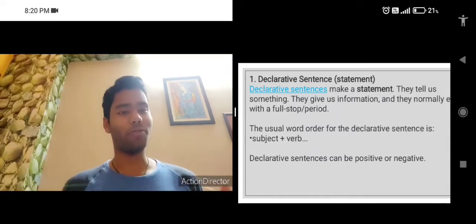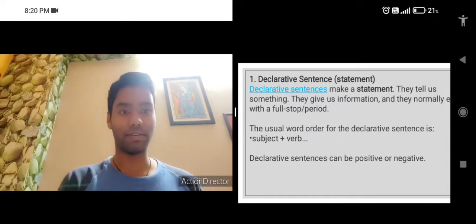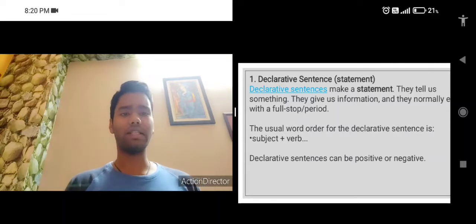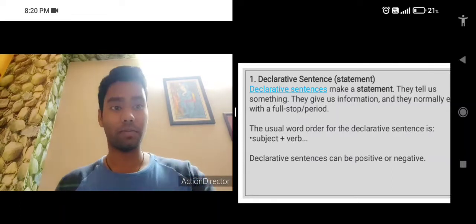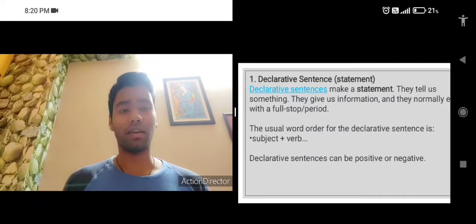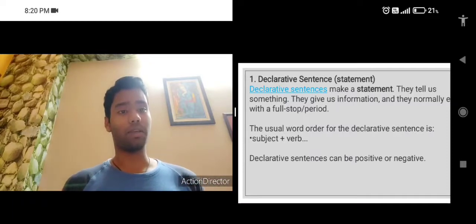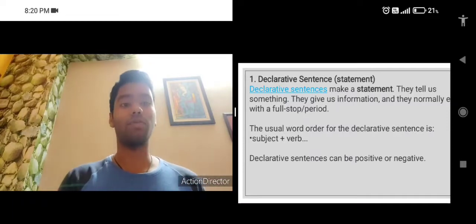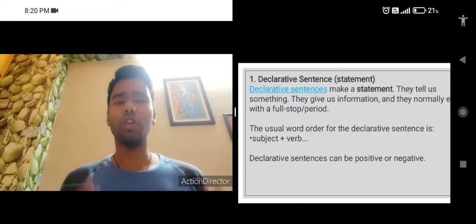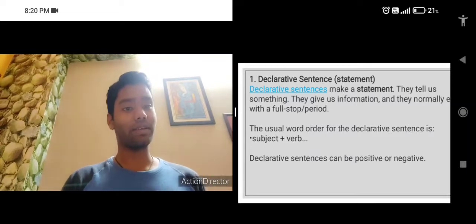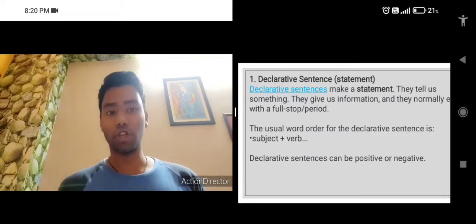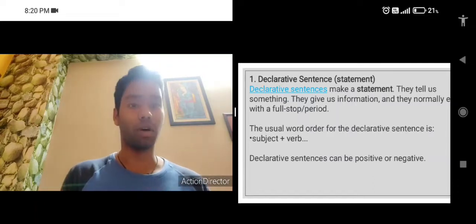So moving on, for our first type of sentence, we have the declarative sentence. A declarative sentence is used to make a statement. They tell us something, give us information about something, and are generally ended with a full stop. The usual word order for declarative sentences has the subject in the beginning followed by the verb.